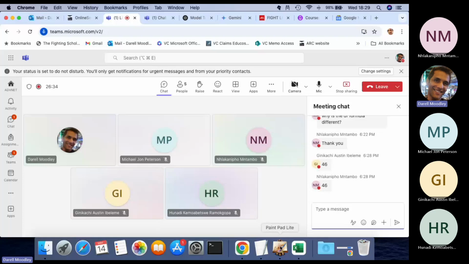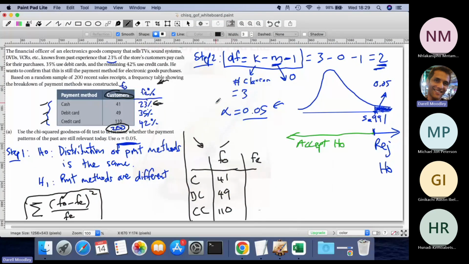Excellent. Very good. That's right. Now how you got that is you took 23% and multiplied it by 200, and that's how you got 46. Very good. And you do the same thing for debit card. You know the expected frequency, which is 35%.